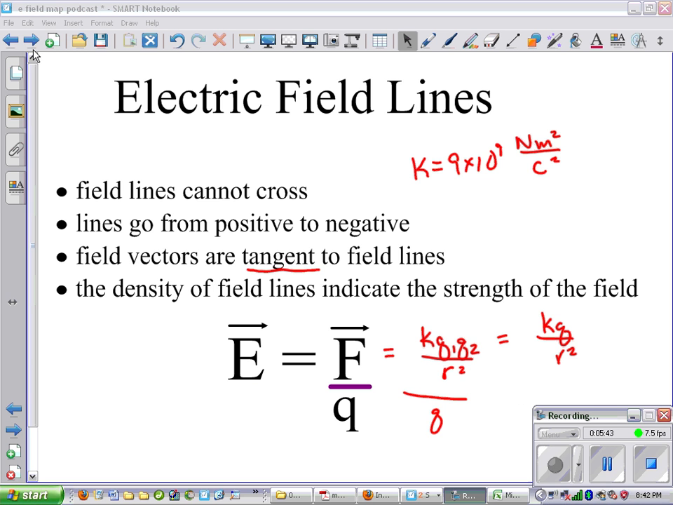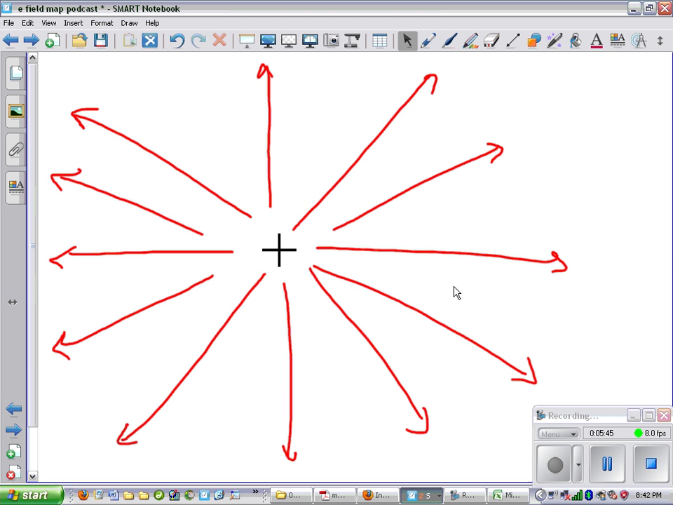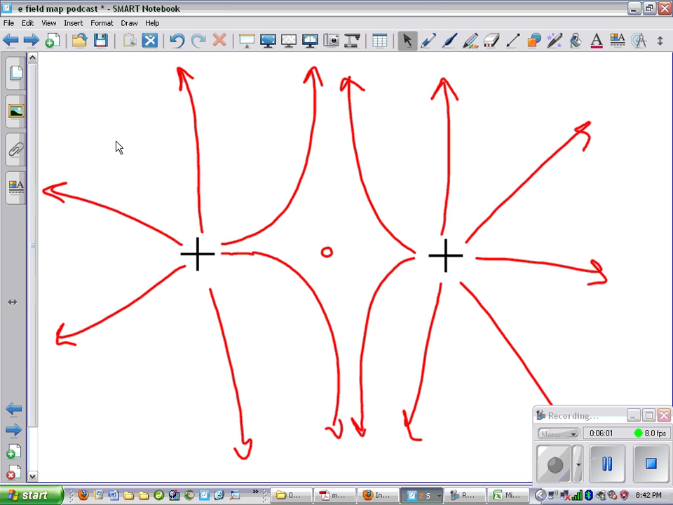So let's just look at two simple examples. We have a single positive charge. So a single positive charge with nothing else in space, we always start with simple situations in physics, is all the lines going radially outward from the charge. If we add a second charge to space, then as much as they can, they go radially outward in space.